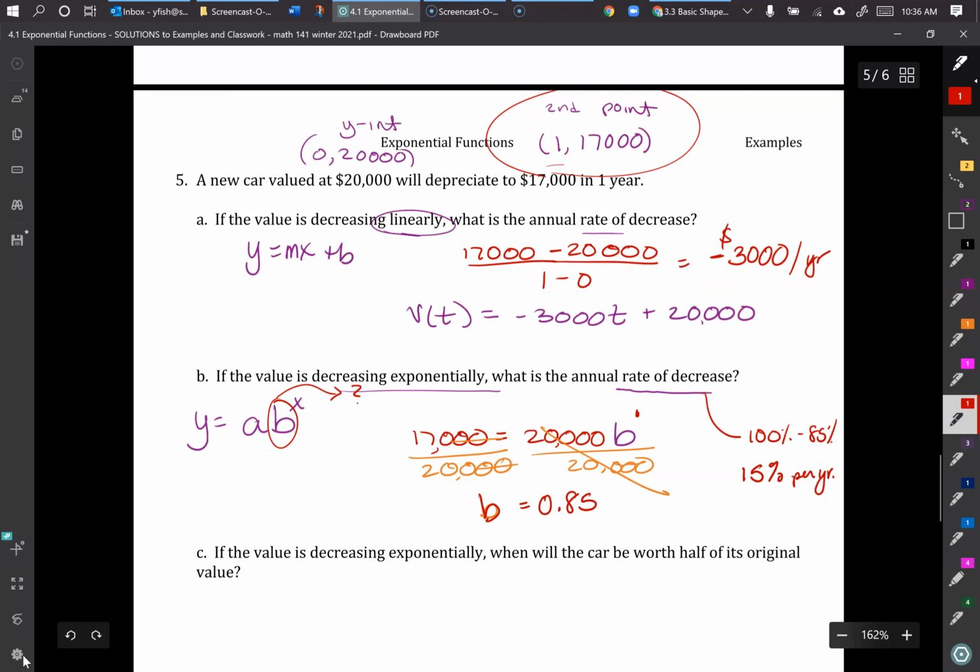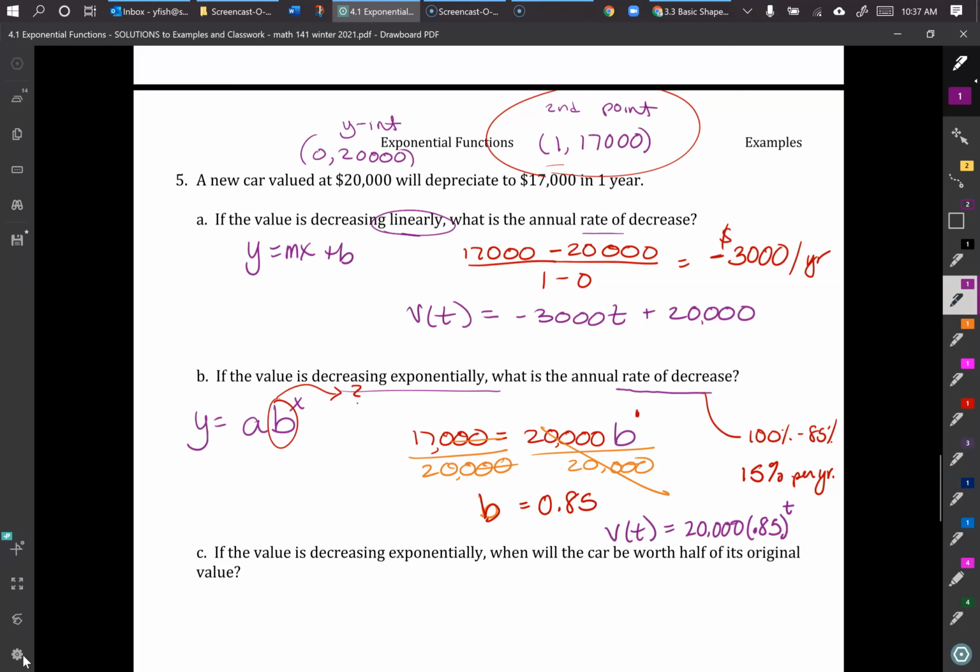So if this were a word problem, that's how it would be worded. So how would you write the function if you had a decrease of 15% per year? Your base would end up being 0.85. So our equation that we could actually write from this would be V of t equals 20,000 times 0.85 to the t.